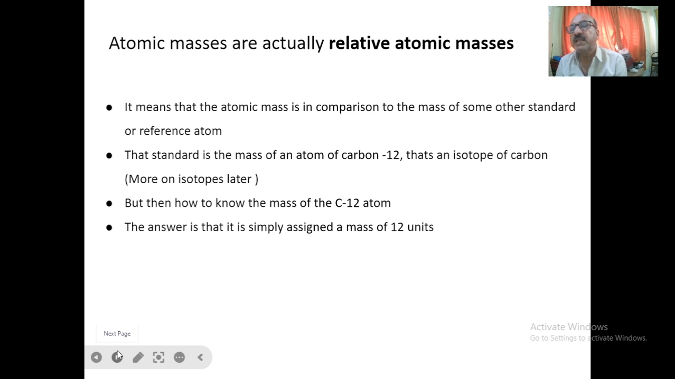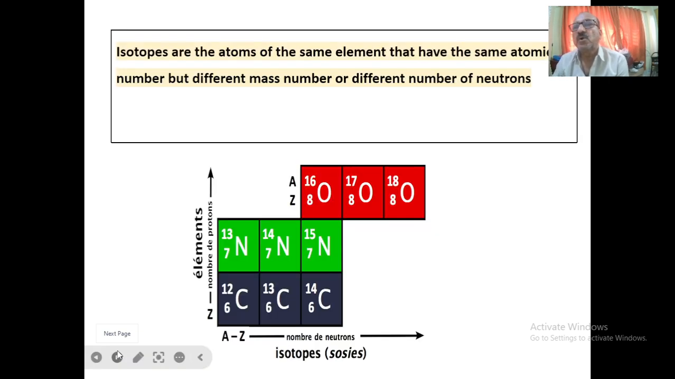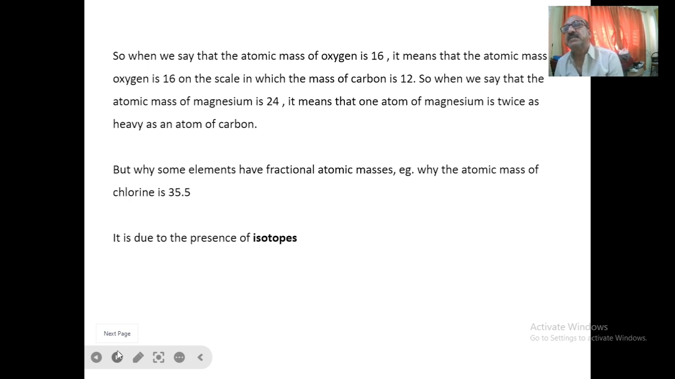Now on that scale, carbon has a mass of 12, and all other masses are relative to this mass of carbon. So when we say that the atomic mass of oxygen is 16, it means in comparison to the atom of carbon whose mass is 12. And when we say that the atomic mass of magnesium is 24, it means that one atom of magnesium is twice as heavy as an atom of carbon, and a carbon atom is 12 times as heavy as a hydrogen atom. So everything is a relative atomic scale. But sometimes you will find that the atomic masses are fractions.